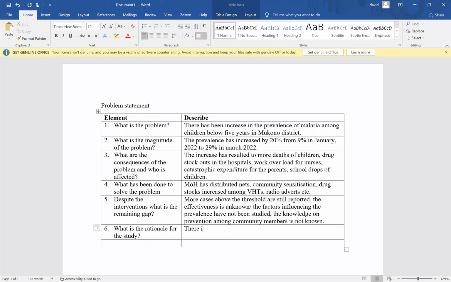You can say that maybe there is a need to establish the current prevalence.